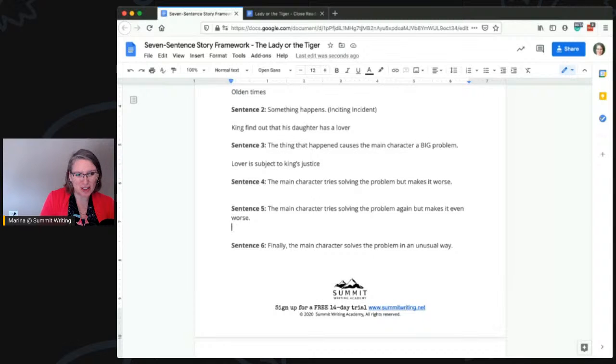Now, the main character perhaps is, what if we said the main character was this princess who had this lover? Her big problem is, oh my goodness, my lover has to go through this justice system my father has created. So now she's going to try to solve the problem, but actually makes it worse. So she is thinking about, what if he gets torn apart? So what if he chooses the tiger?